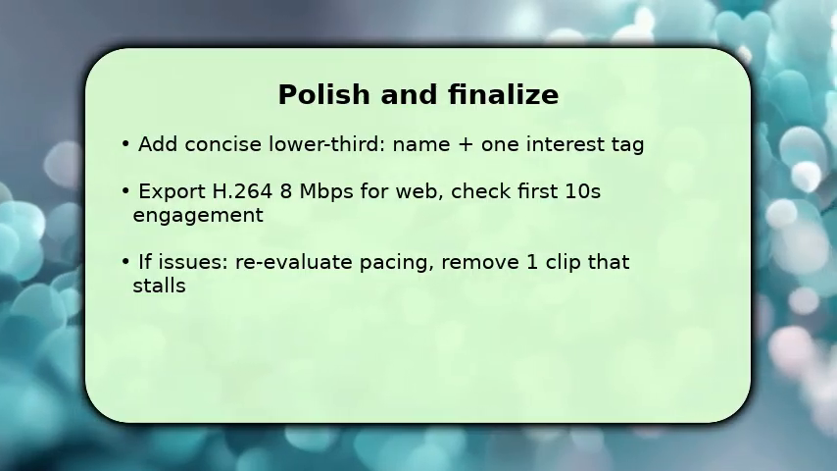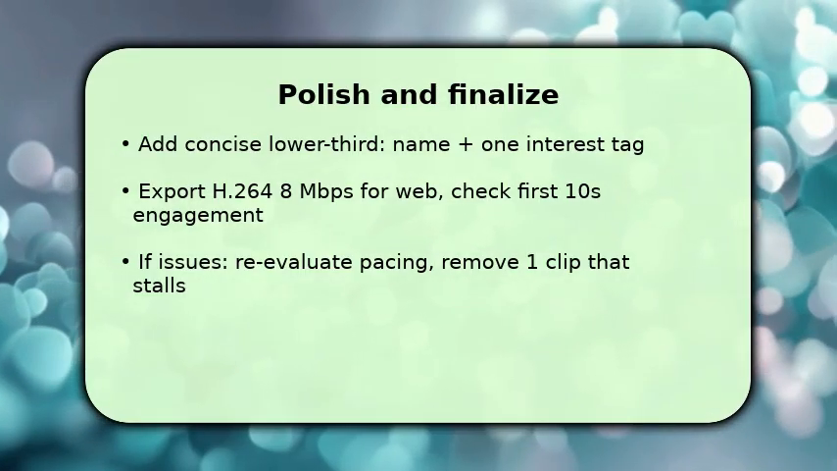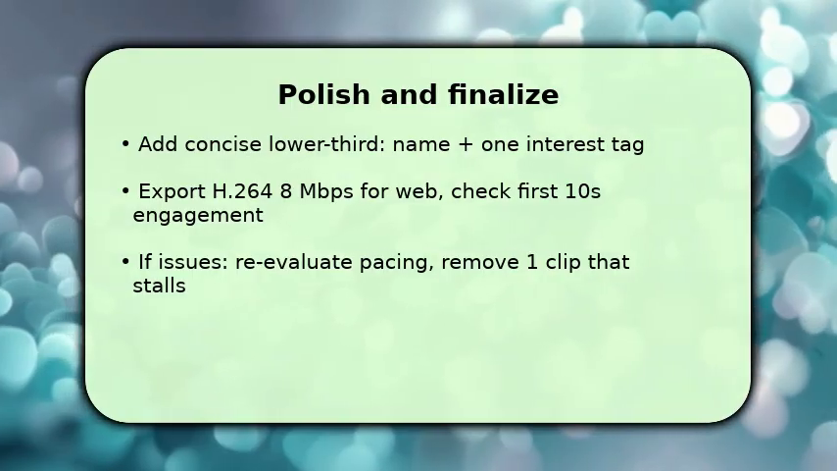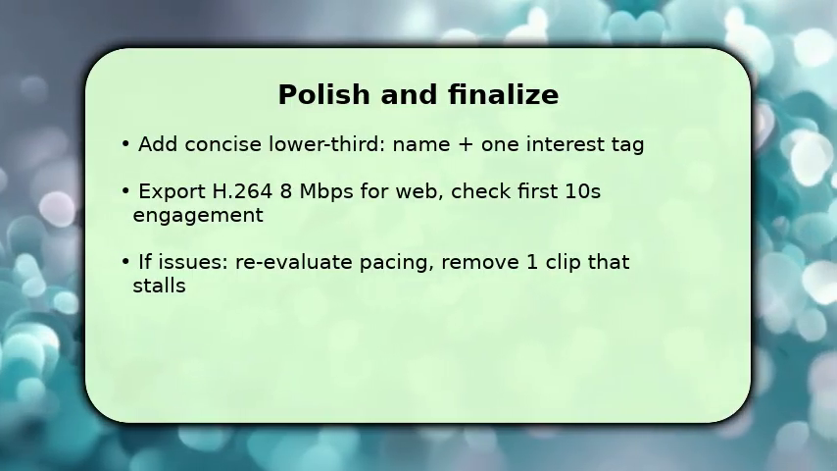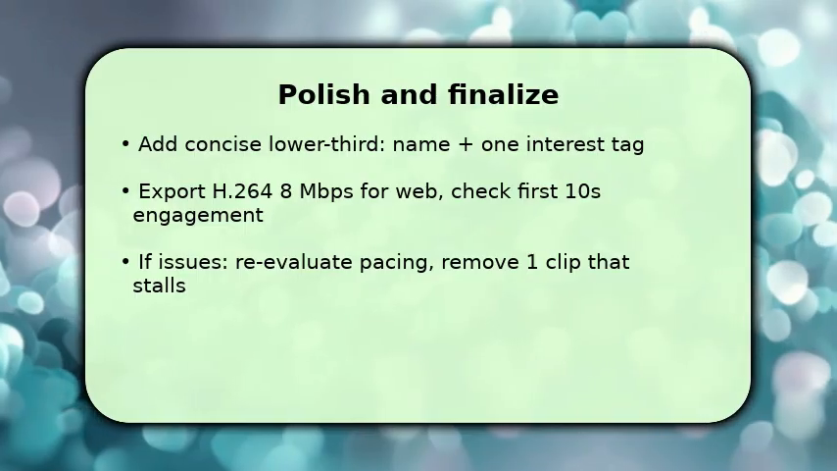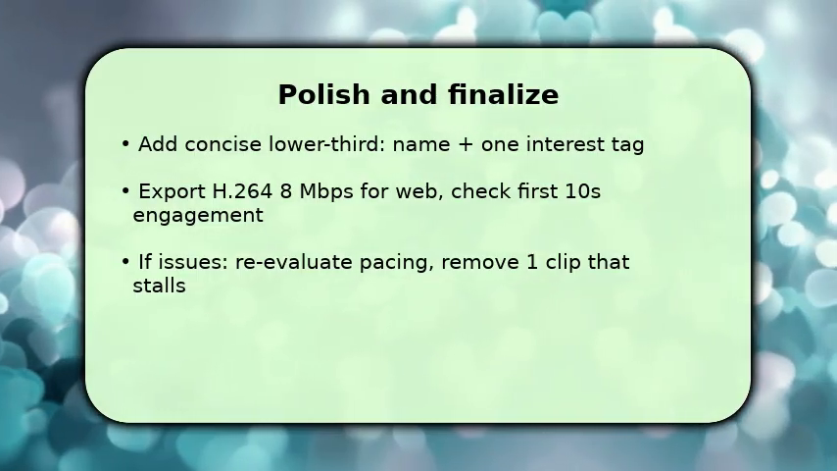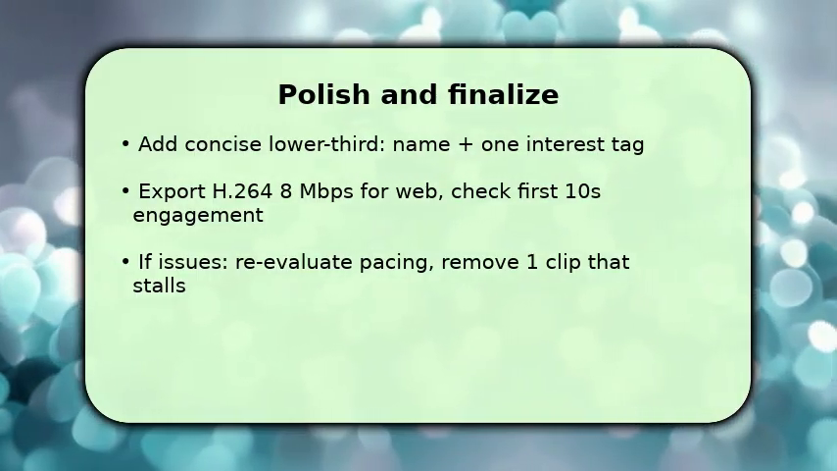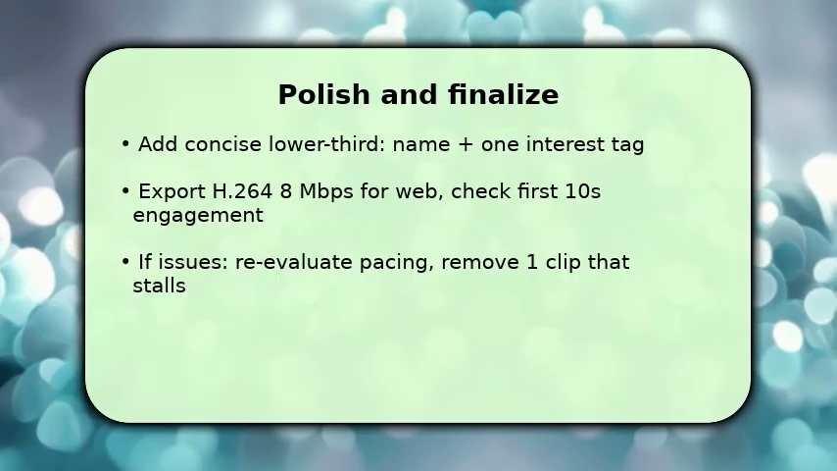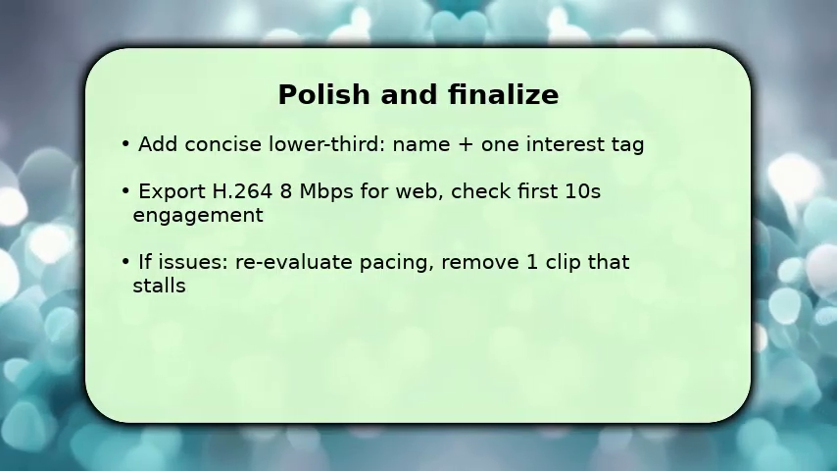Once done, export H.264 at about 8 Mbps for web and watch the first 10 seconds to confirm it hooks viewers. If things fall flat, make sure to tighten pacing and consider removing one clip that stalls the flow. This single swap often fixes engagement problems.